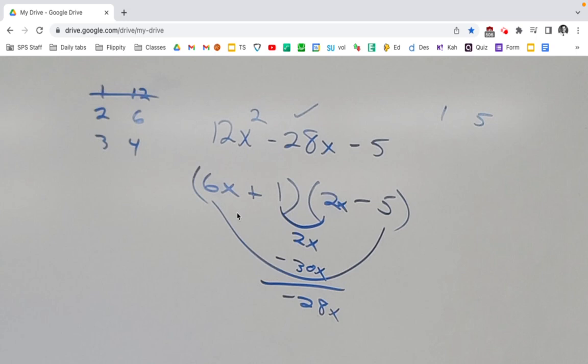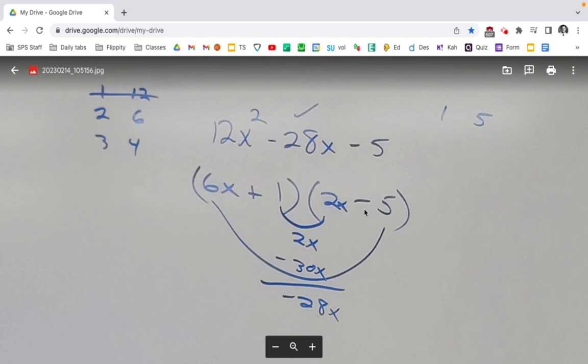I think you also, at this point in the subplans, you watched a video by Maria showing you the non-guess and check method, which is the AC method. So basically, this was done on Mr. Dano's board, and this is the one we did before vacation. The answer to this factoring trinomial is 6x plus 1 times 2x minus 5.